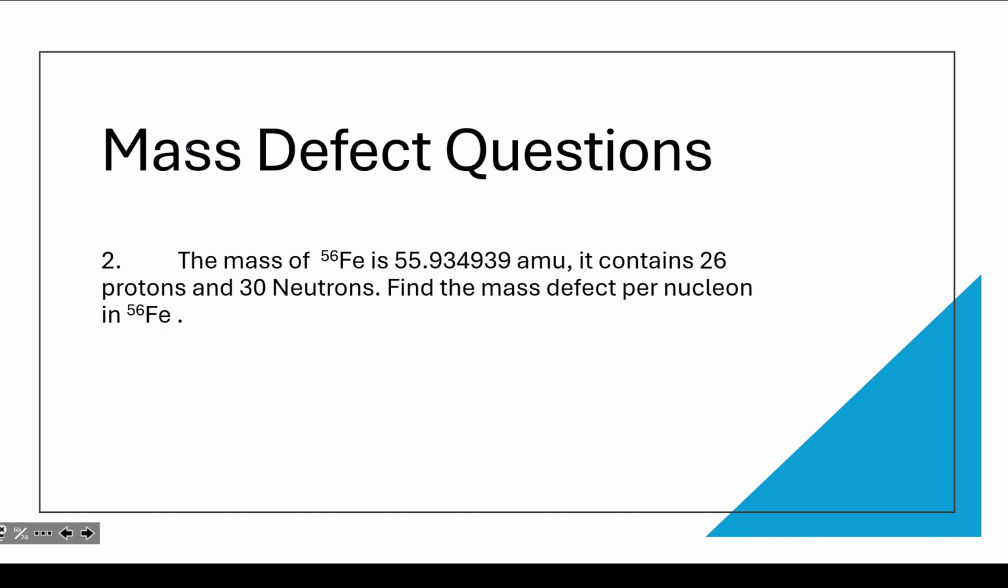All right, now this one's asking for the mass defect per nucleon. So first we'll have to find the mass defect, and then we're going to take that mass defect and divide by the number of nucleons, of which there should be 56. So if we pause the video and do that.